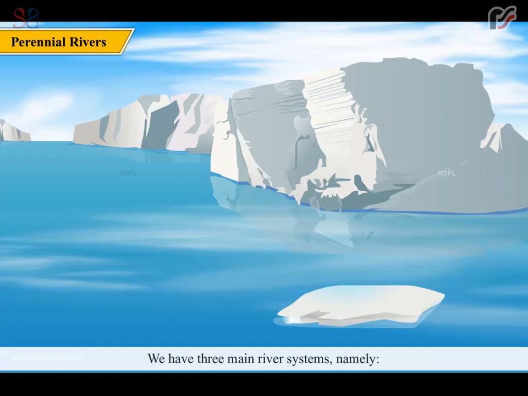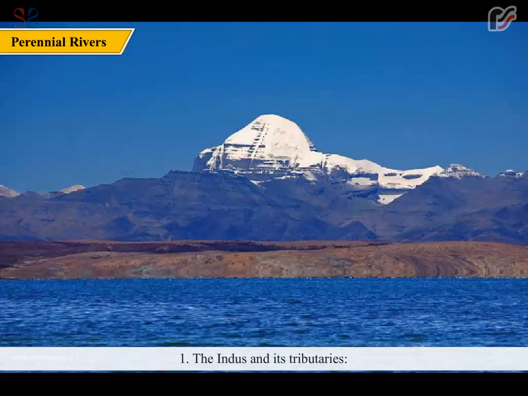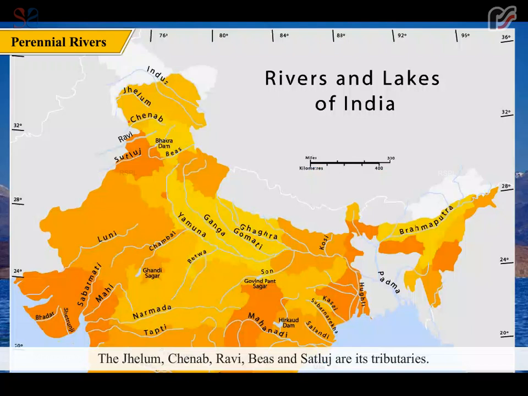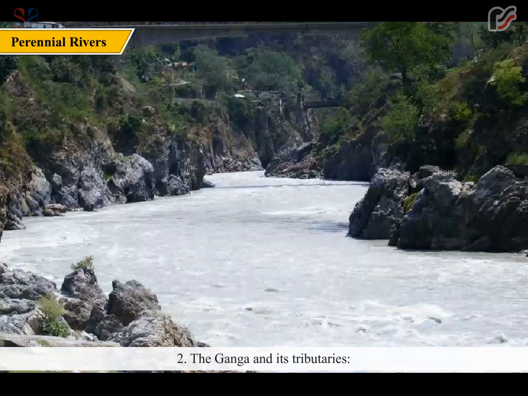We have 3 main river systems, namely: 1. The Indus and its tributaries. Indus originates from Mansarovar Lake in the Himalayas. The Jhelum, Chenab, Ravi, Beas and Satluj are its tributaries. 2. The Ganga and its tributaries.